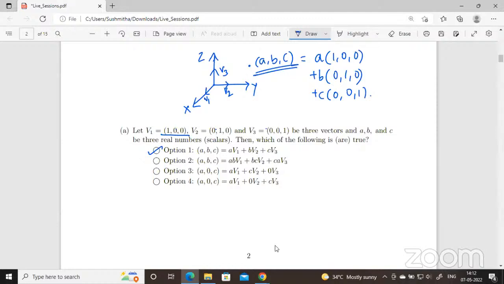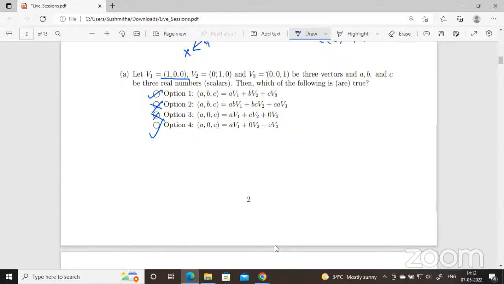Option 2 is incorrect. Option 3 is incorrect. Option 4 is correct. Option 4 is nothing but putting b equal to 0 in option 2. That's it. So I guess we've covered the basics of vectors.